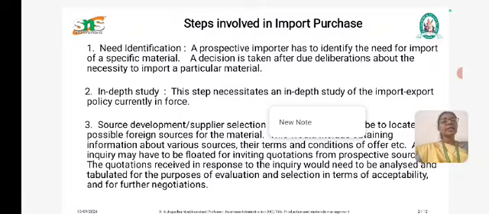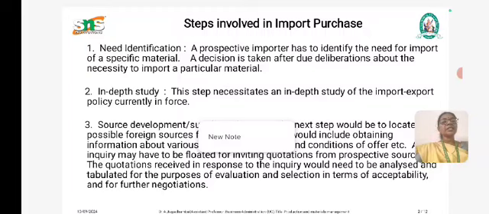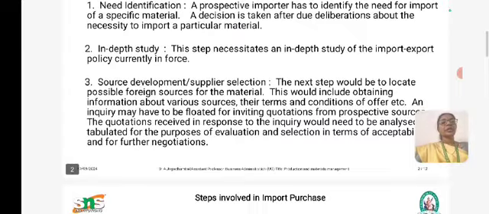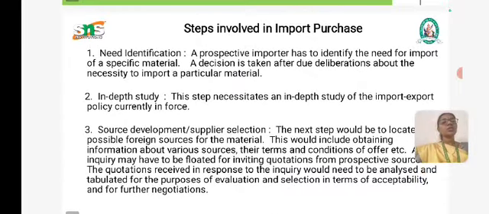Second one is in-depth study. First step, we identify the need for the raw materials. After that, the in-depth study means studying the import and export policy currently in force. Then third one is source development or supplier selection.